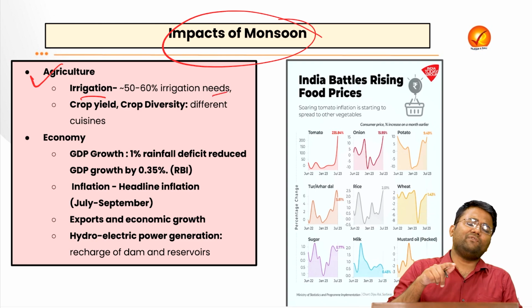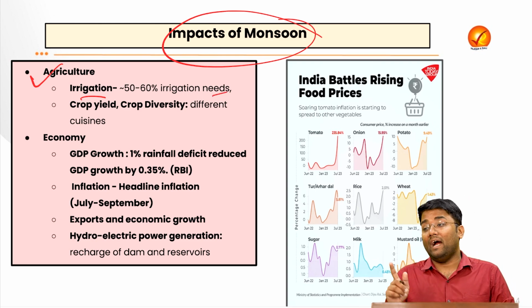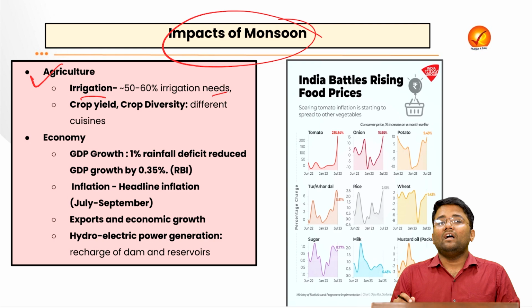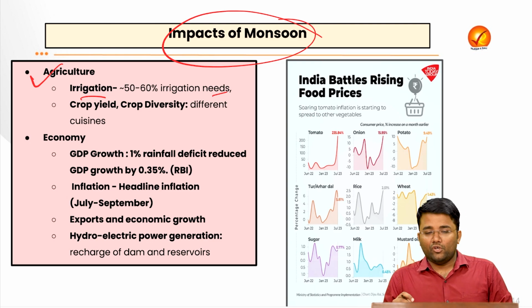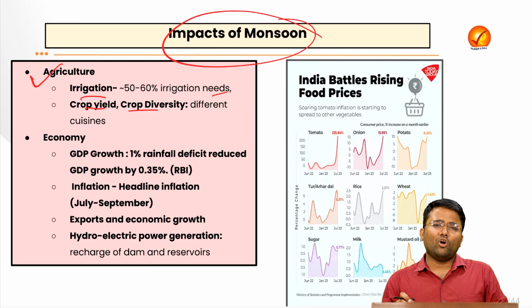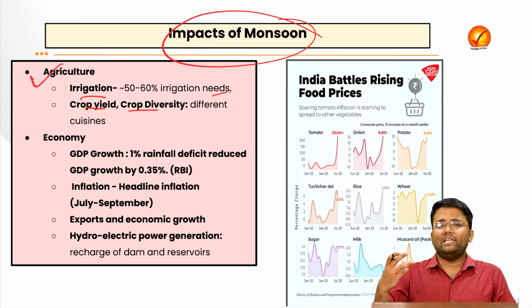And whenever there is a deficient monsoon, it highly impacts the productivity and production of agricultural products, and it also creates a question mark on the food security of India. Also, the crop yield and crop diversity are impacted because of too much rainfall available in this 4-month season.